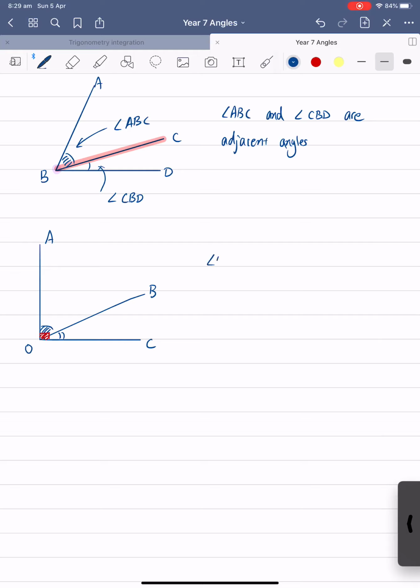Angle AOB plus angle BOC is equal to 90 degrees, and we use the word complementary to talk about two adjacent angles that make 90 degrees. Okay, complementary.